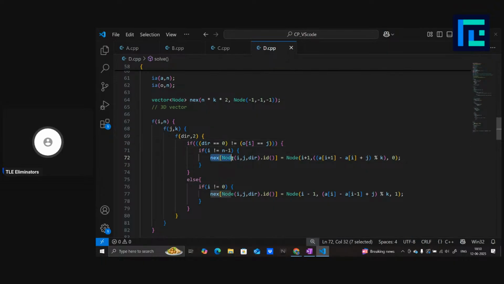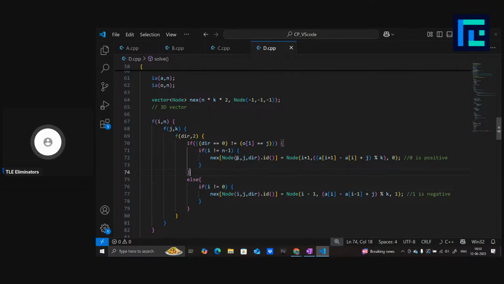So the next value, the next of i j direction, will be i plus 1, the i plus 1th light bulb, and the time will be the current time plus the distance between these two, a of i plus 1 minus a of i, modulo k, right? And direction is 0, like positive direction. So 0 is positive and 1 is negative.